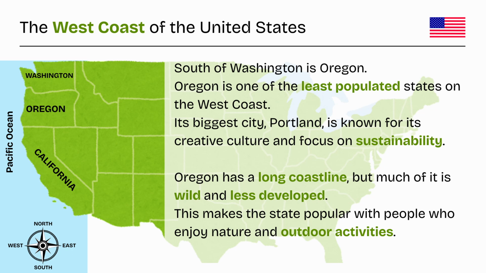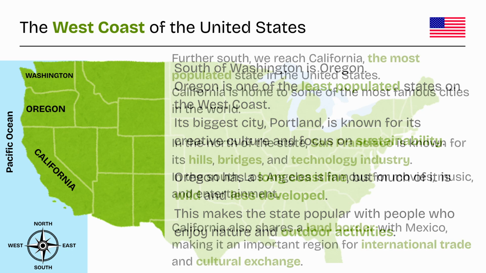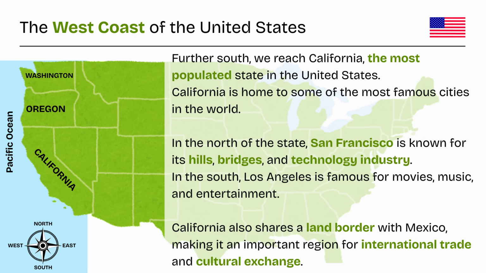Oregon is one of the least populated states on the West Coast. Its biggest city, Portland, is known for its creative culture and focus on sustainability. Oregon has a long coastline, but much of it is wild and less developed. This makes the state popular with people who enjoy nature and outdoor activities. Further south, we reach California, the most populated state in the United States.